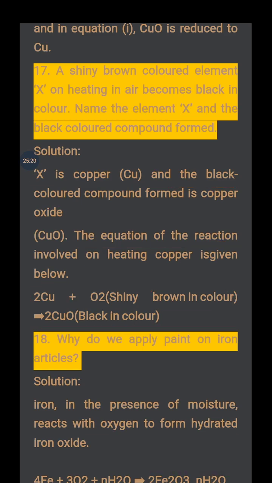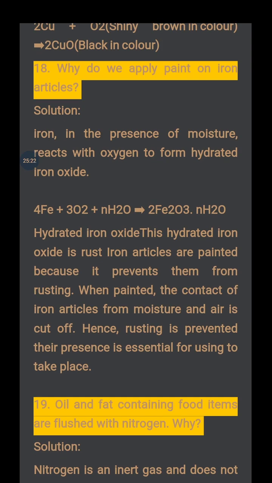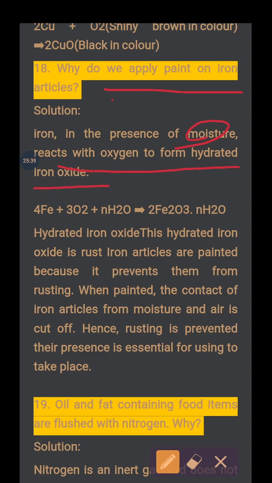Okay. The next question is a very important question used in our daily routine. Why do we apply paint on iron articles? Okay. So iron in the presence of moisture reacts with oxygen to form hydrated iron oxide. The reaction is 4Fe plus 3O2 gives out 2Fe2O3 plus nH2O.